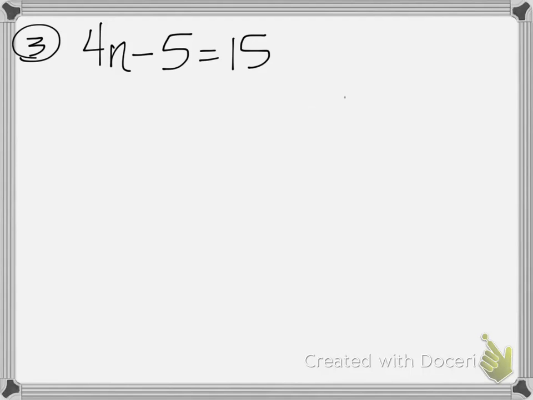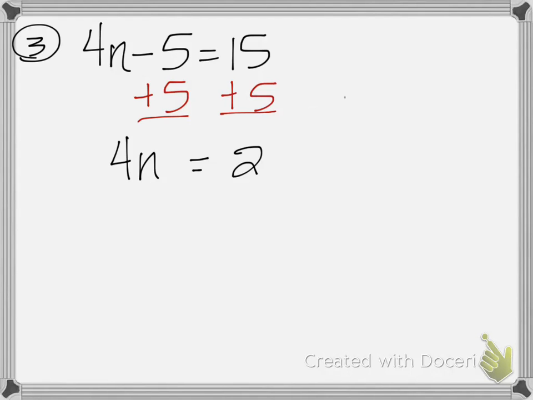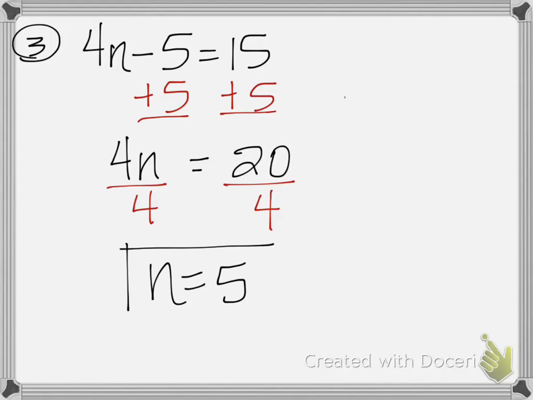Okay, so this is a two-step equation. 4n minus 5 equals 15. So we need to isolate the n, or get the n by itself. So I'm going to add 5 to both sides. And that's going to give me 4n on the left, 20 on the right, and divide by 4. So final answer is n equals 5.